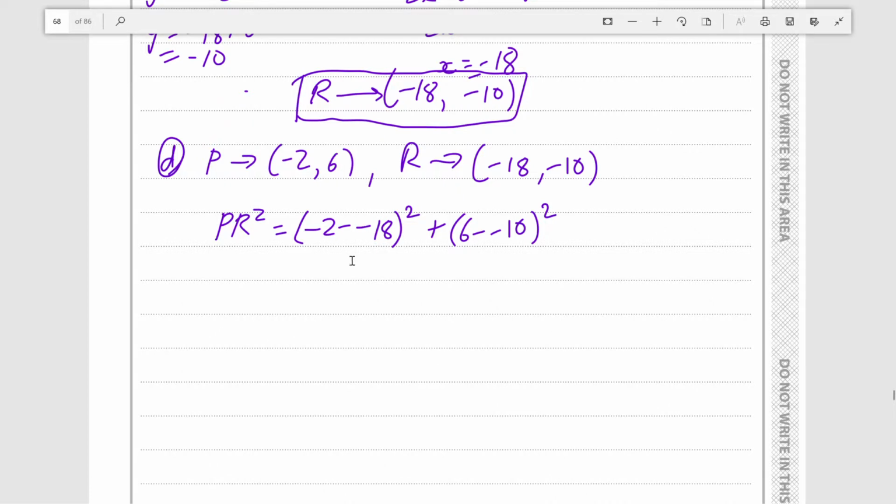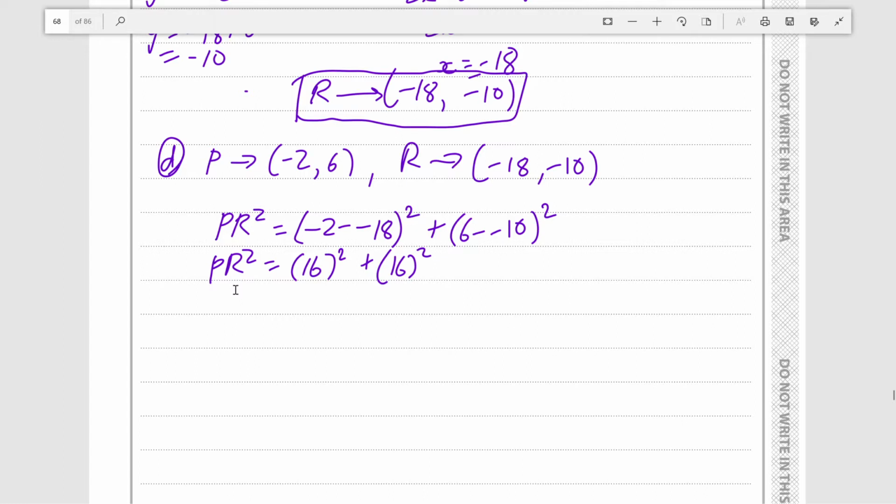And this is the change in x value, and this is the change in y value, and the sum of the squares of these will give us the square of the distance PR. So again, PR squared is -2 minus -18, which would be 16 squared because it's -2 plus 18, and then plus 6 minus -10. Since we have 6 minus -10, that's 6 plus 10, which is also 16. So it would be 16 squared plus 16 squared.